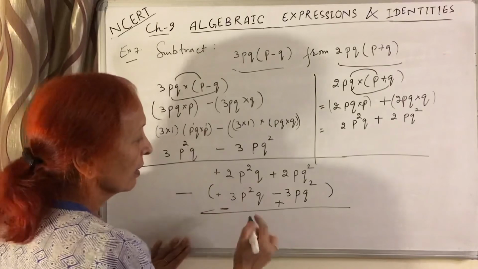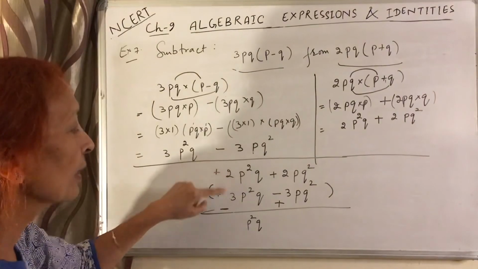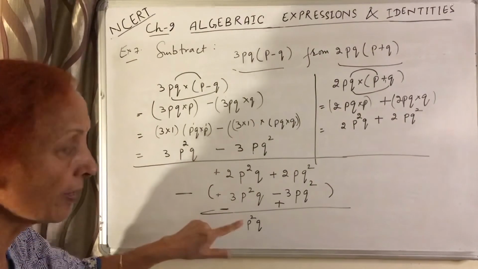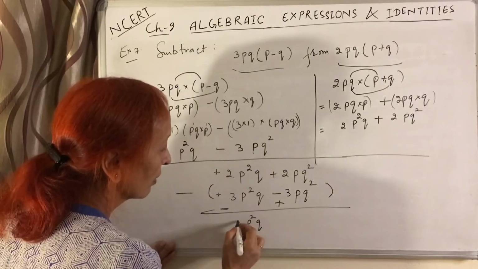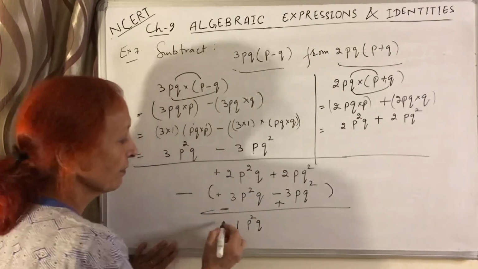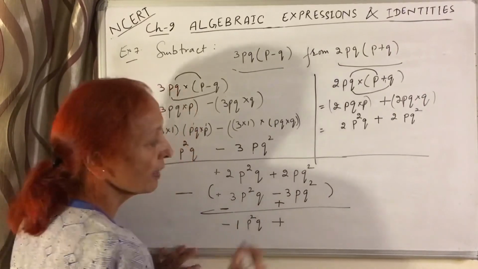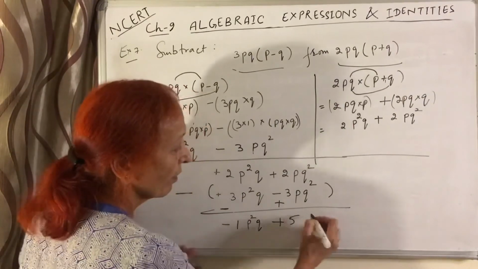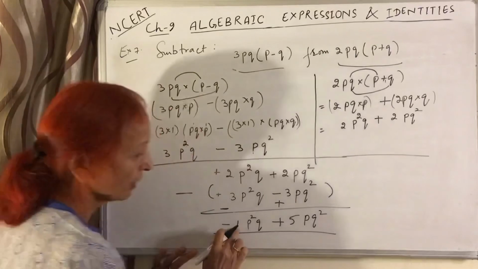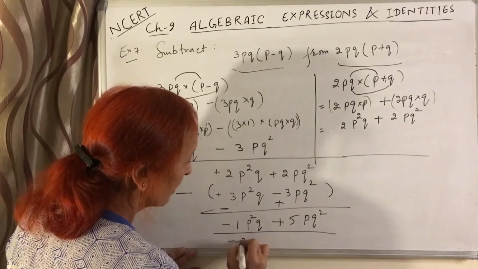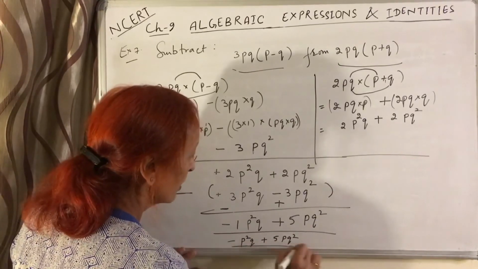Now 2 minus 3 p square q. P square q we will write as it is, 2 minus 3. Different sign, we will subtract from the bigger number the smaller number. 3 minus 2 is 1, and the sign of the bigger number we will put. Okay. Now plus and plus, same sign, we will put the same sign and add 2 and 3, 5 pq square. Okay. 1 we generally don't write, so I can write this as minus p square q plus 5 pq square. This is the answer.